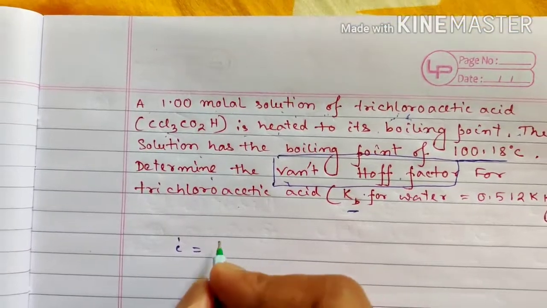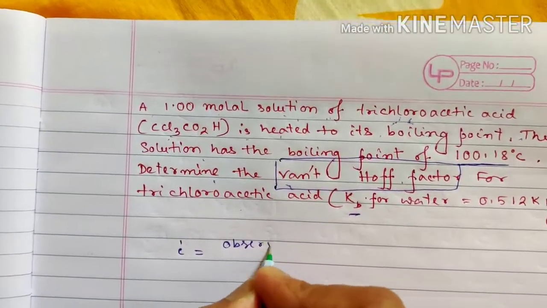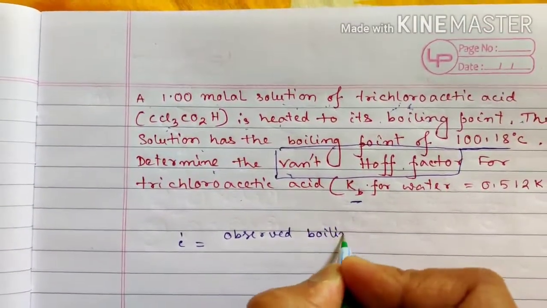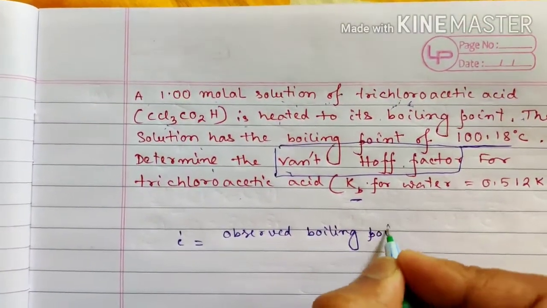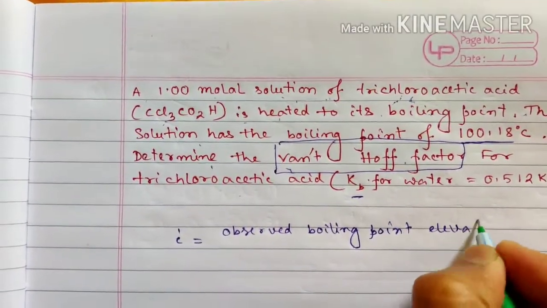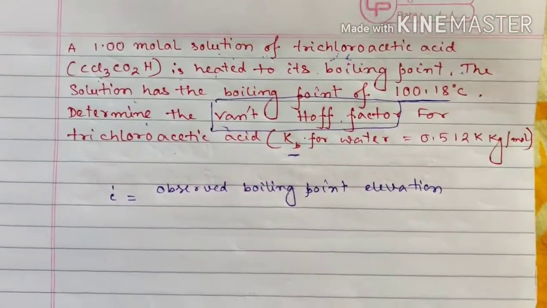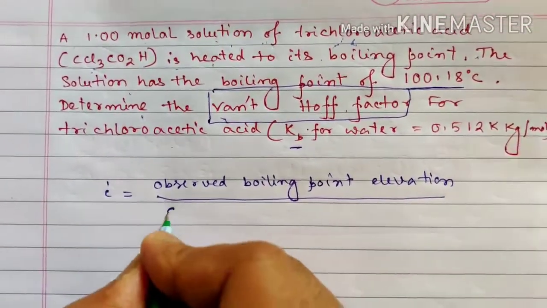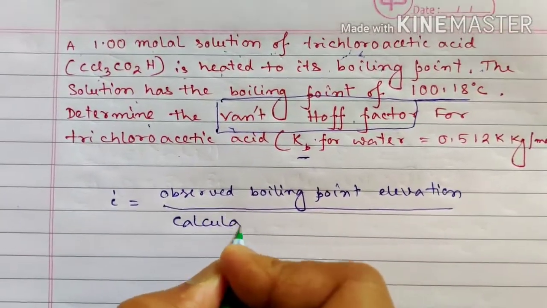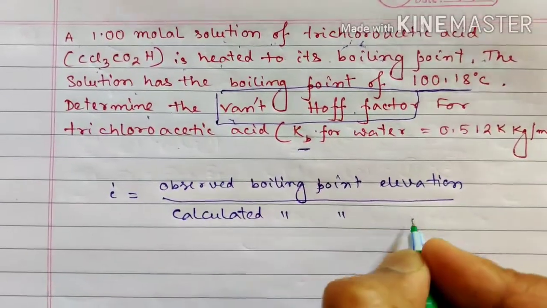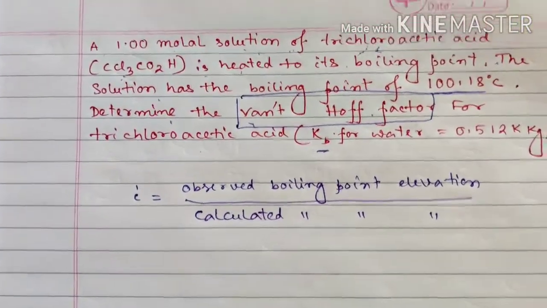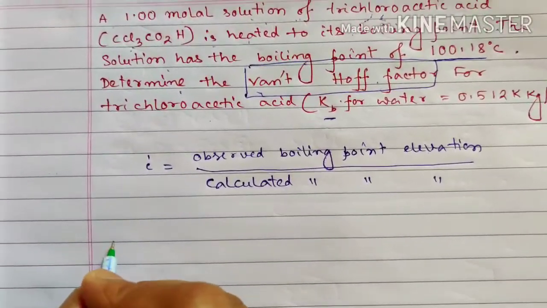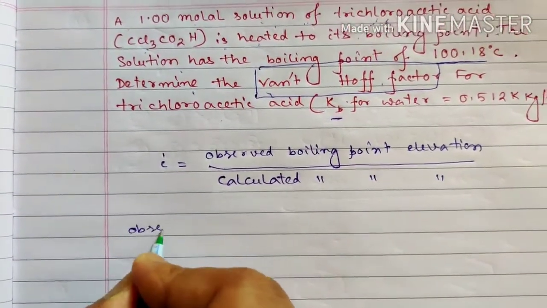i is equal to the observed boiling point elevation divided by the calculated boiling point elevation. Having known that, we have to see what the observed boiling point elevation is. So let us calculate the observed boiling point elevation.